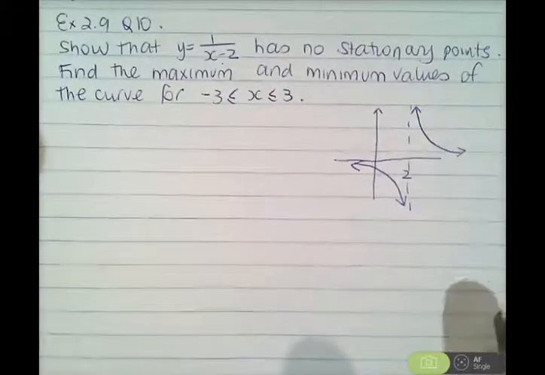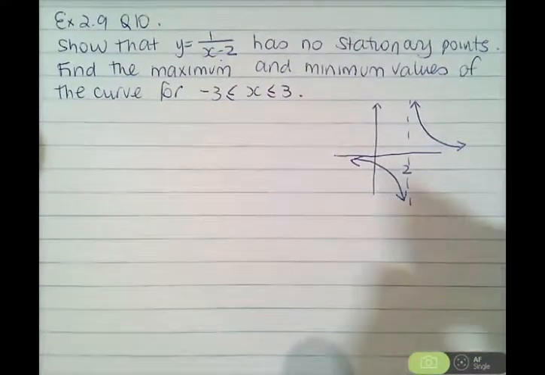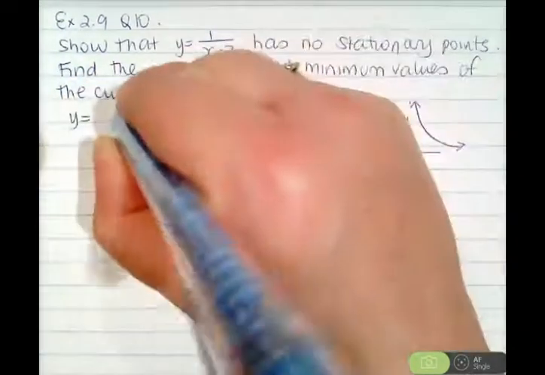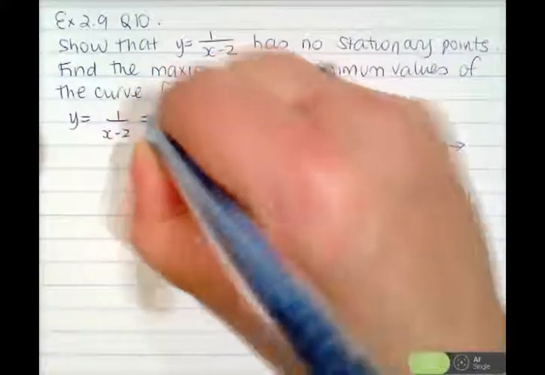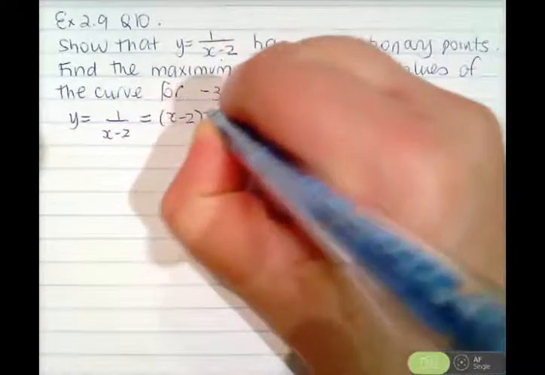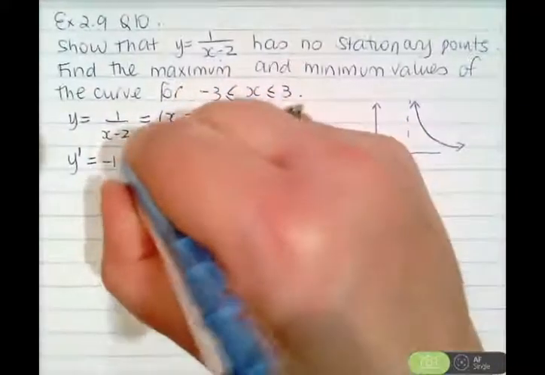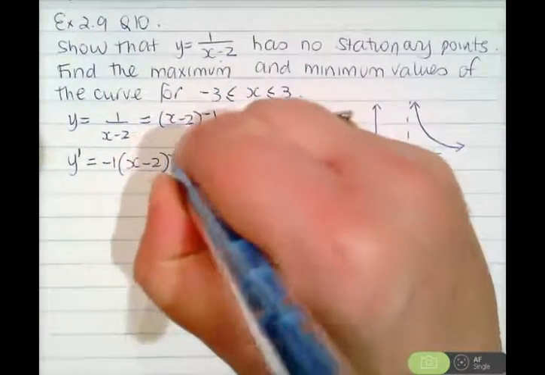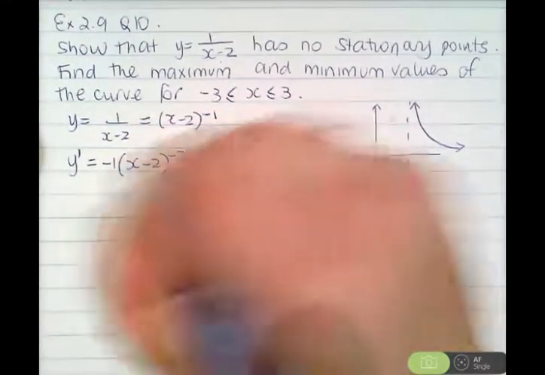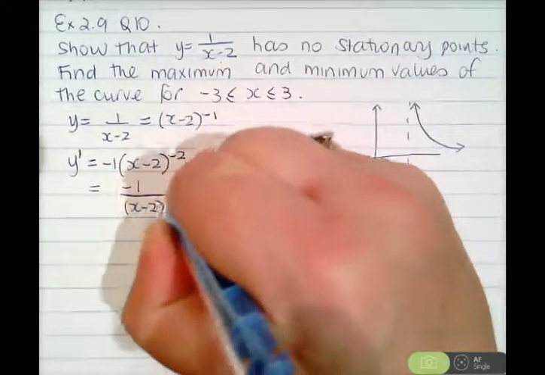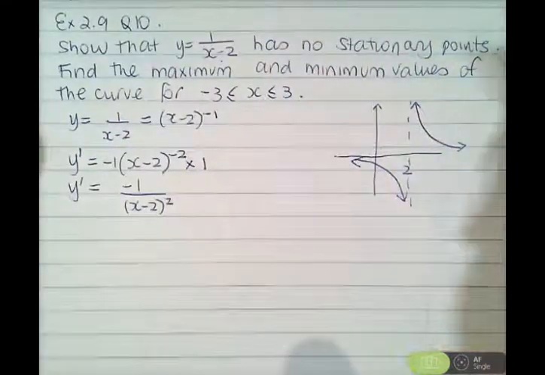Now, we've been asked to show that it has no stationary points. So what we need to do is the first derivative. We've got y equals 1 over x minus 2, which is (x minus 2) to the power of -1. So y dash is -1 times (x minus 2) to the power of -2 times 1, which is -1 over (x minus 2) squared. So that's the first derivative.